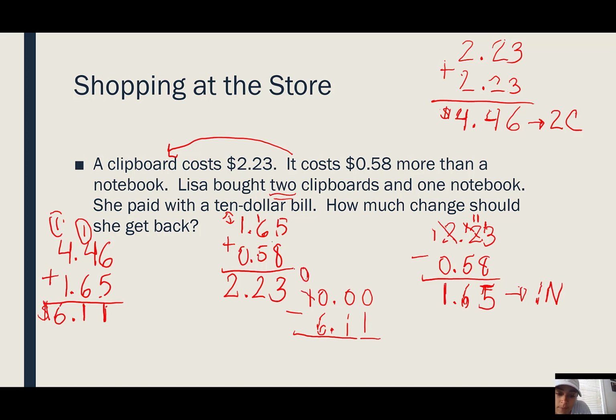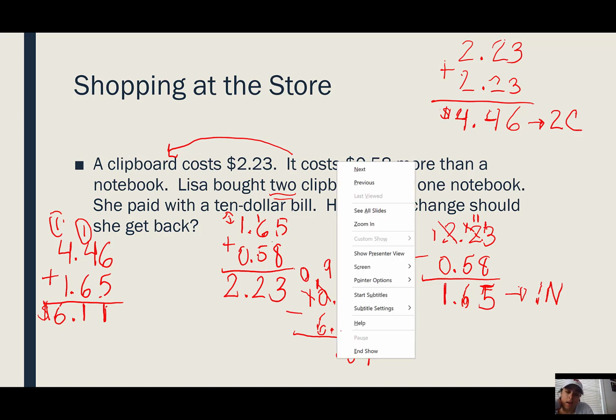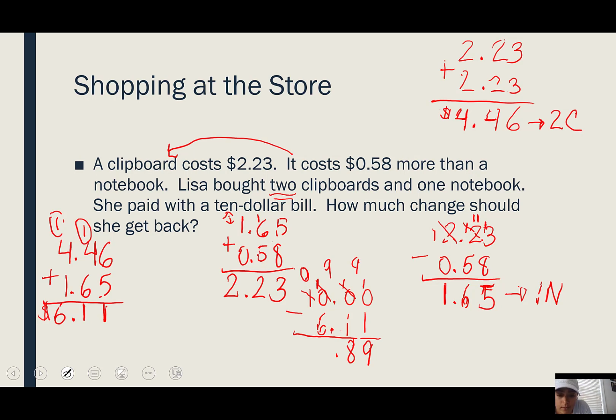I'm going to turn this into a 0, turn this into a 10. Still doesn't work. So I'm going to decompose again. I'm going to turn this 10 into a 9. Decompose, that's a 10. Still doesn't work. I'm going to decompose this from a 10 into a 9. And now this is going to work. So 10 minus 1 is 9 hundredths. 9 minus 1 is 8 hundredths. And 9 minus 6 is 3.